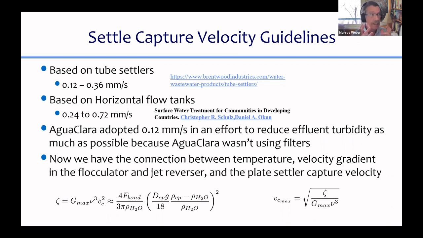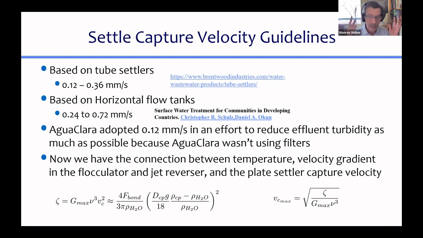At Agua Clara, we looked at those numbers, and because in the beginning we didn't use filters, we were very interested in being conservative on our flocculation and our sedimentation side. And so we adopted 0.12. So we took it right off of Brentwood Industries, off of their website, and used that.